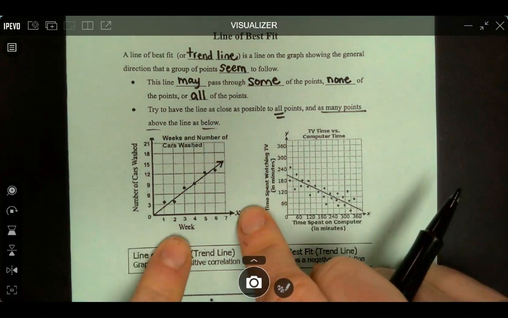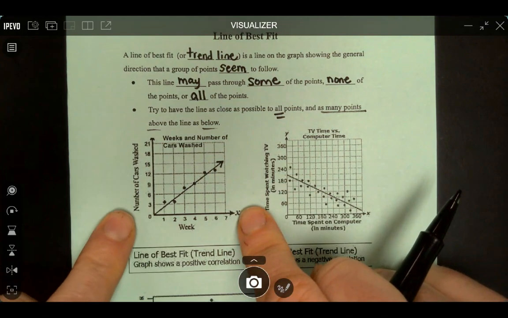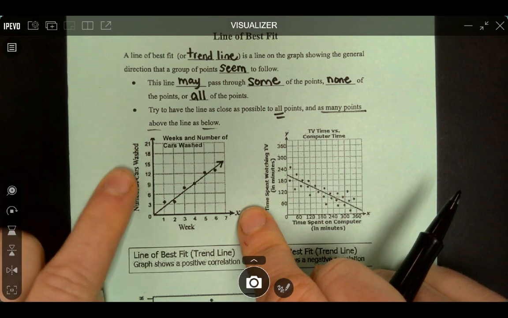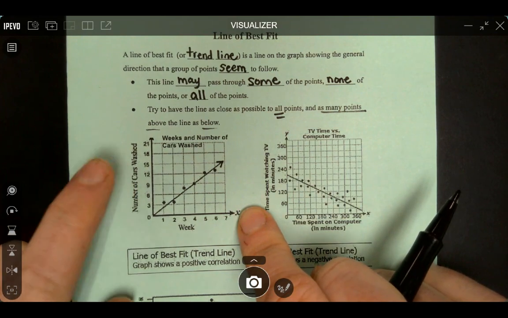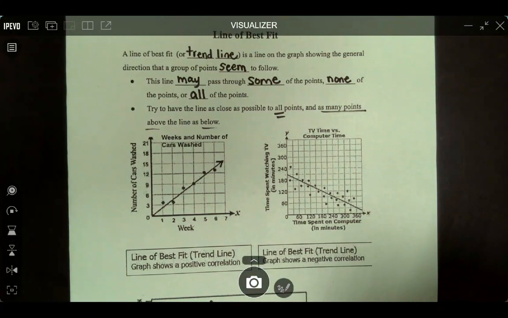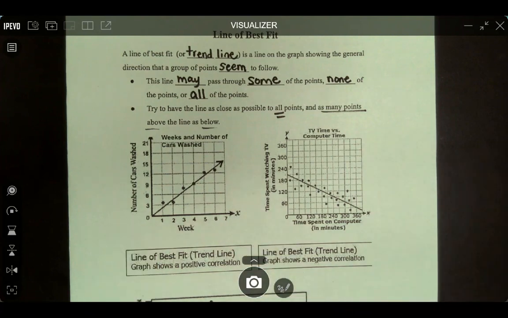The x-axis represents weeks. The y-axis represents number of cars washed. So this is actual data. Scatter plots come from gathering data from actual events that have happened. So they washed cars over 7 weeks and collected the data from that.